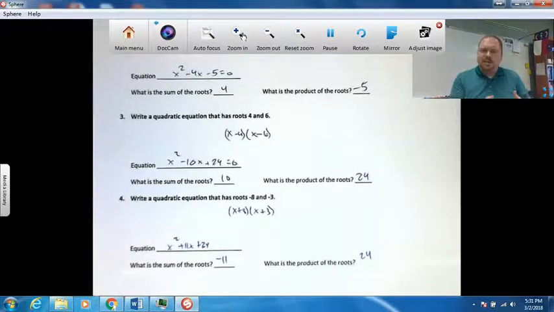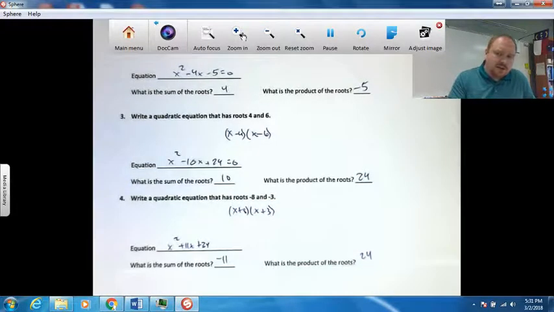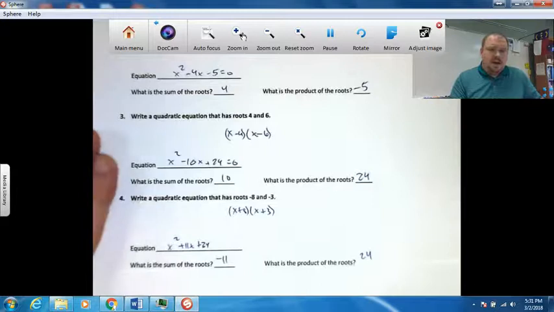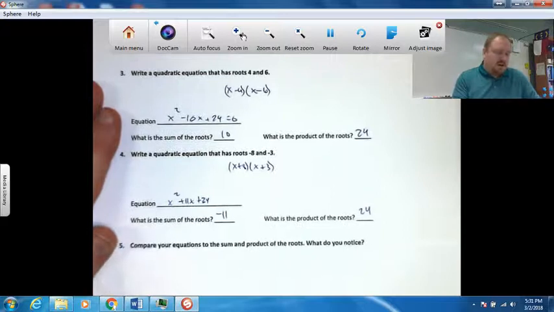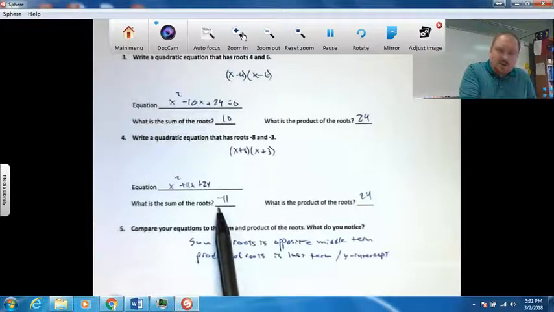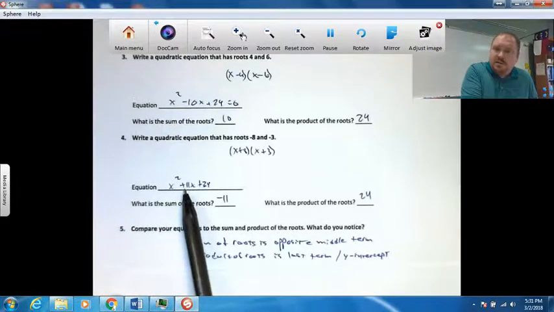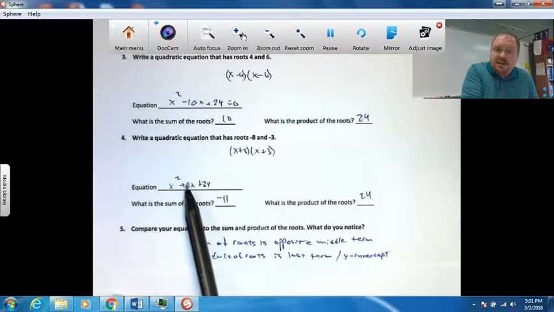So hopefully by this point, you're starting to see a real relationship take hold, where if you know the roots, you could use those to help you get the equation without going through all of that process. All right? And we call this the sum and product rule, or sum and product property. And what it says is the sum of the roots is opposite the middle term. So if I look up here, that's negative 11, and that's plus 11. So if I add the roots together, and I change the sign, I get the middle term.